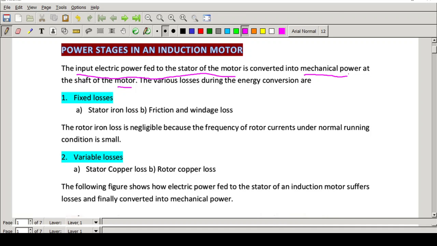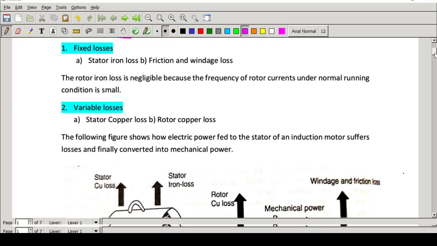First, we will discuss the constant losses or fixed losses. These constant losses don't vary with the load. That is why we call them fixed losses. They consist of two types. One is the stator iron loss, which is also called core loss, and it consists of hysteresis loss and eddy current loss. The next one is the friction and windage loss. This is due to the friction of the moving parts and also due to the effect of wind. These two losses have to be considered when calculating the power.